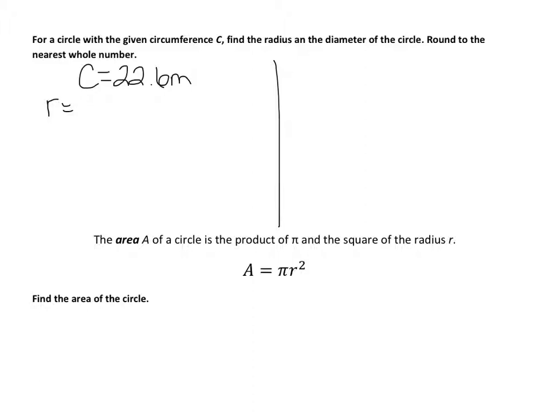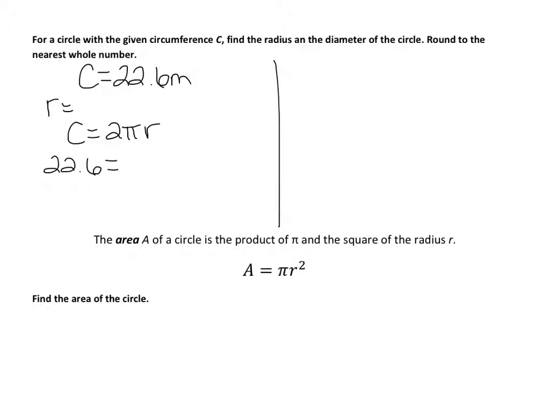So to find the radius first, we need to use the formula that said circumference equals 2 pi r. What we're going to do is go back through and substitute any values that we know. So if I start here with the C, well, it told me that C equals 22 and 6/10.